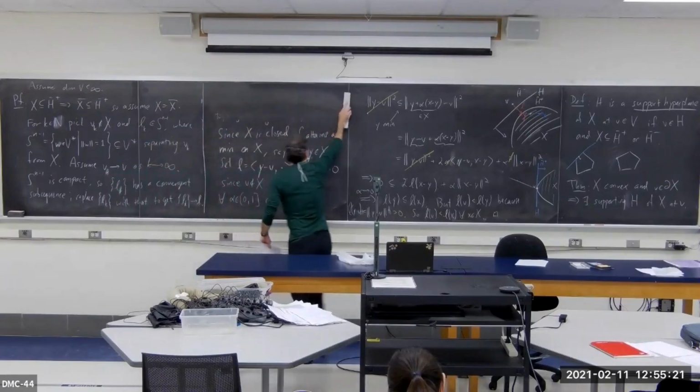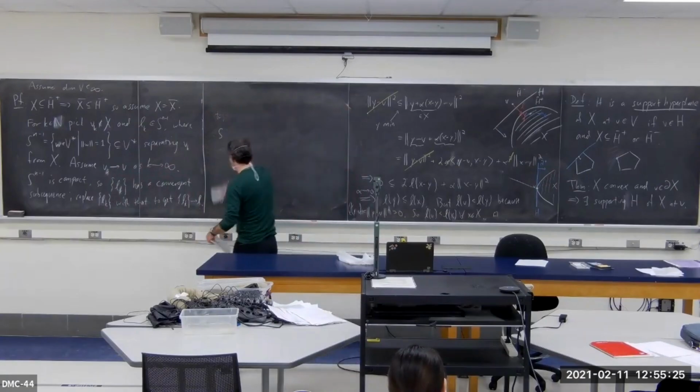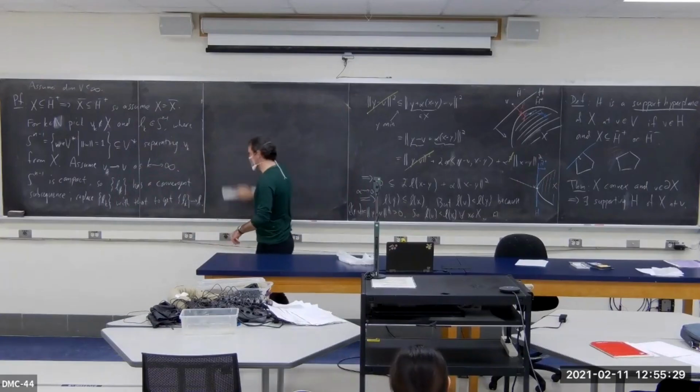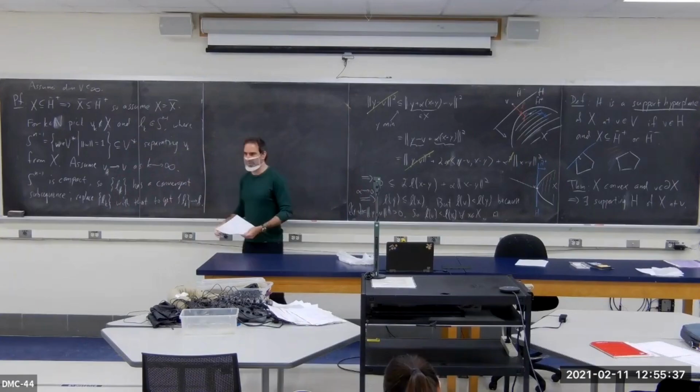By the way, if you were skeptical about considering the dual space as a different space from V itself, this should convince you that you should think of the dual space as being its own vector space. This convergence is occurring in V star. It's not occurring anywhere inside of V. So we want to think of V star as being its own vector space in order to make this argument.